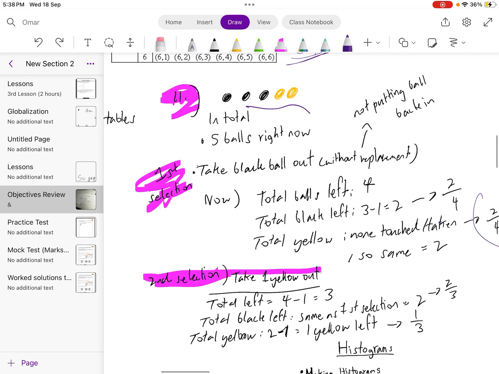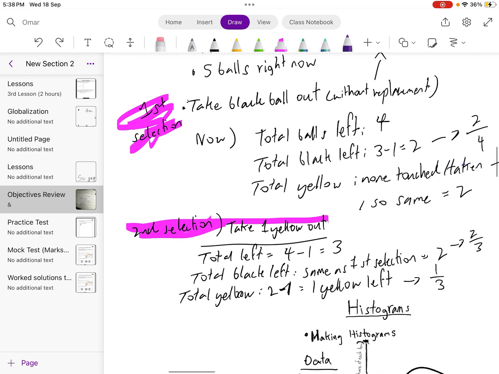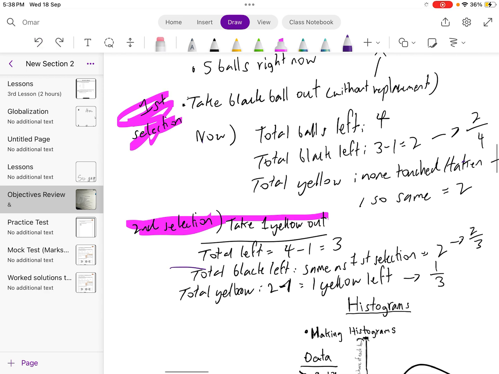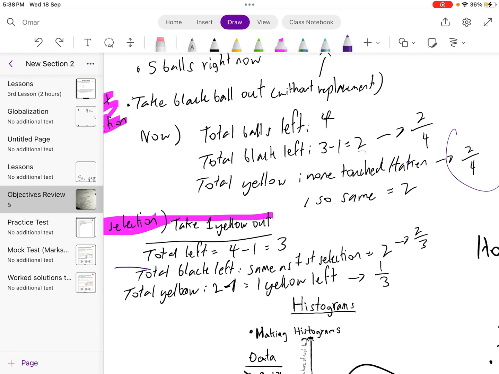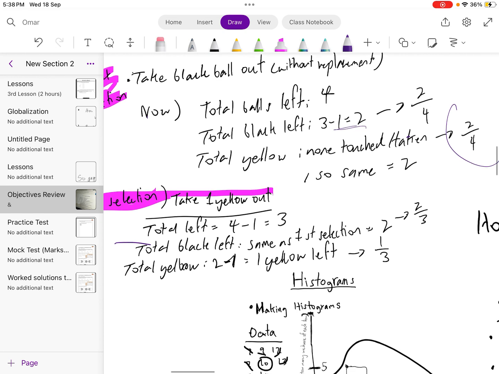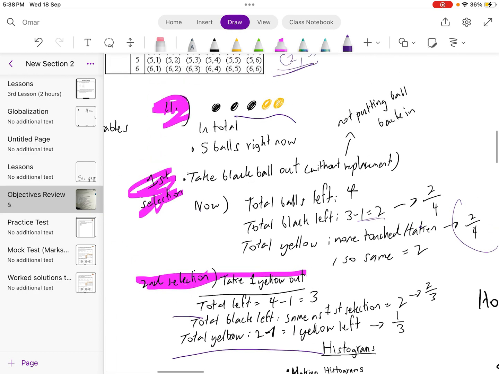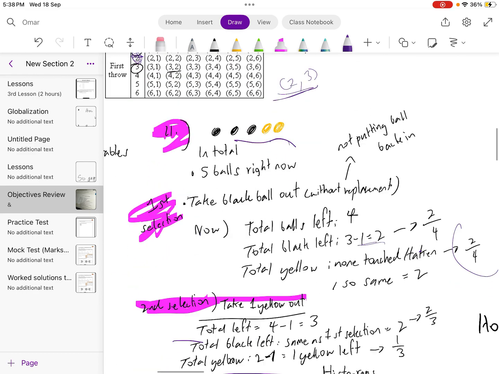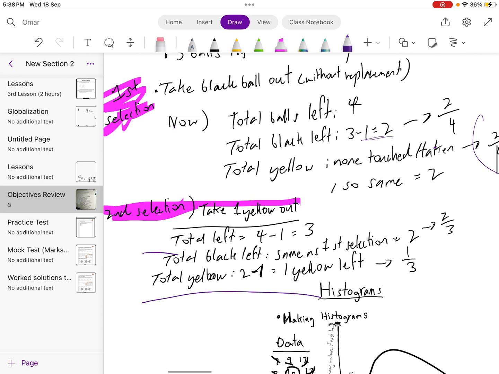If you kept going and took out a yellow ball, now the total left is 4 minus 1, so 3 left. For the total black left, you don't touch the black from the first section, so the black here, which is 2, stays the same. And the yellow, because you took out one yellow, is 2 minus 1, which is 1. So the probability for the second section would be 1 out of 3, because you have 3 left now, and you have 1 yellow left. Okay.